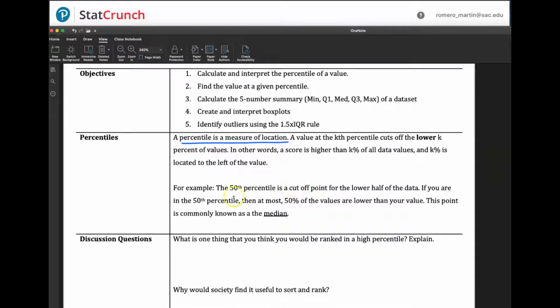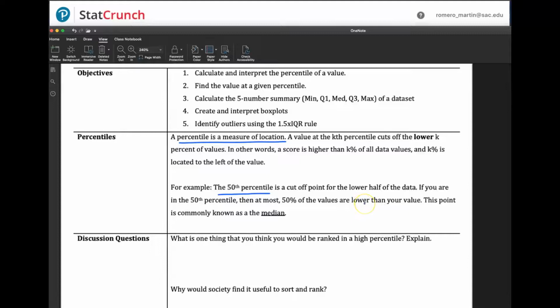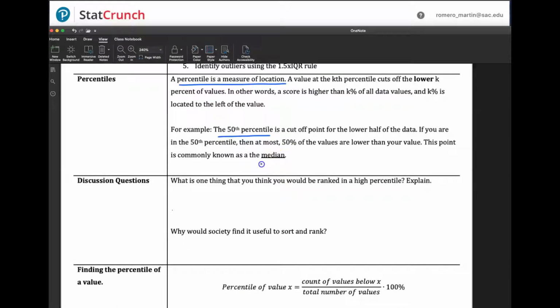And so when we think about this, the 50th percentile is a cutoff point for the lower half of the data. It cuts the data in half. Half the data is below this point, your 50%. So if you're at the 50th percentile, then at most 50% of the values are lower than your value. And we're going to learn again, we call that the median also.